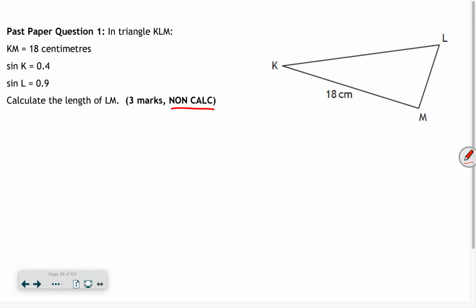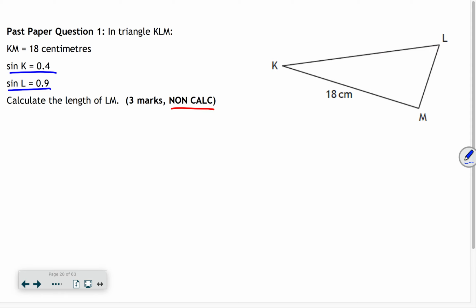And what they've really done here is they have done the calculator bit for you. Because if you think about it, if you were given an angle, when you are working out a side, you press the sine of that angle to get an answer. That's what they've done here. They have given you what the answer actually is.